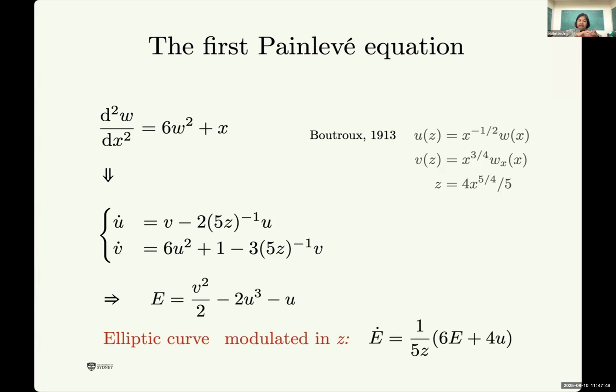So what you have are elliptic curves that are modulated as E changes, or as Z changes. We're moving from one elliptic curve to another as the independent variable of the Painlevé equation changes in the complex plane. And this was the starting point of a lot of exploration.